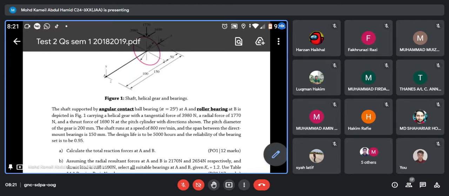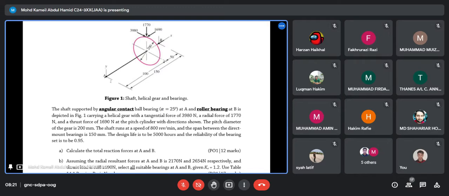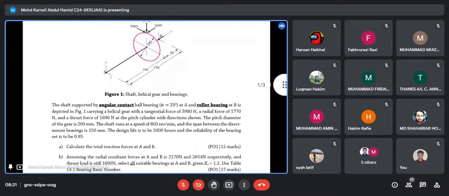Okay, so this is an example of question 1 from a previous test. Okay, shaft, helical gear and bearings. I mentioned that a question on the bearing normally involves some initial analysis on the support reactions at the supports that you need to find before you get into the analysis on the bearing. Okay, look at this question.